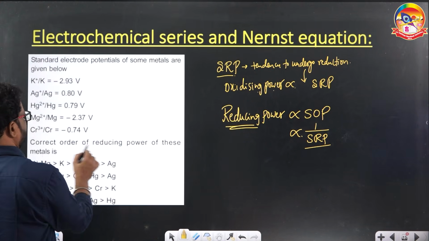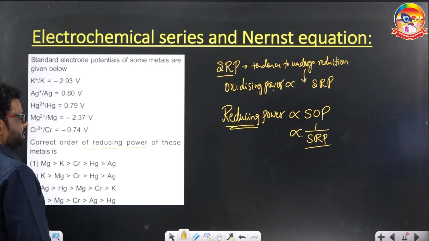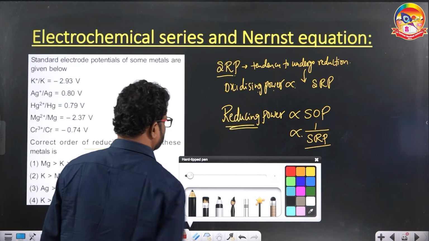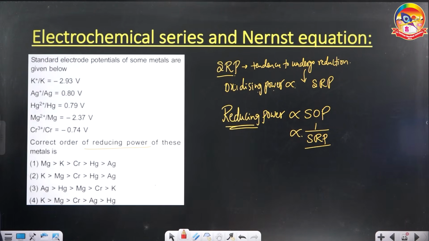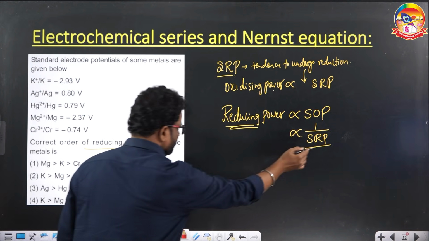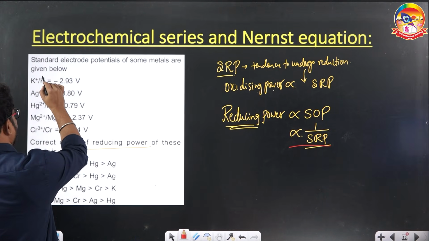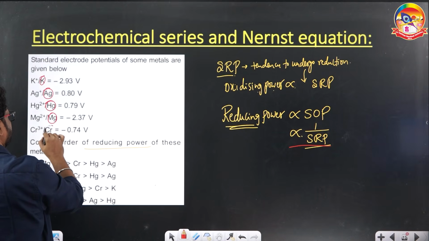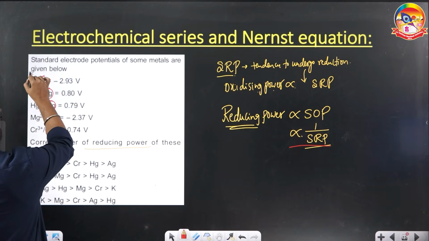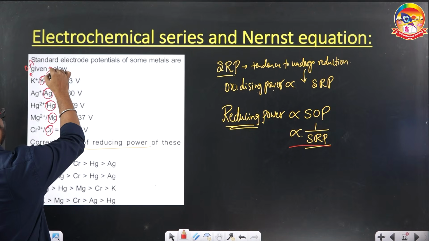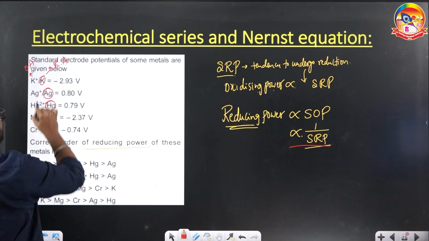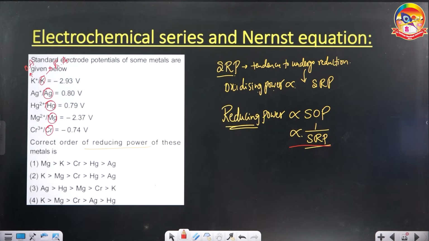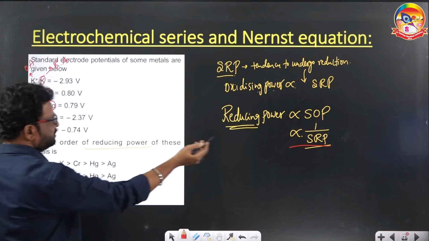So what is the question about? To decide the reducing power order. Which particle has maximum reducing power? The metal with least SRP. Metals can act as reducing agents, not the metal ions. Metal ions can act as oxidizing agents, metals can act as reducing agents. So when you compare different metals, the reducing power order will be inversely proportional to SRP.